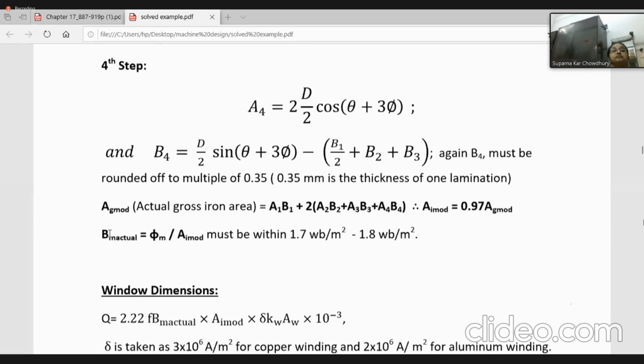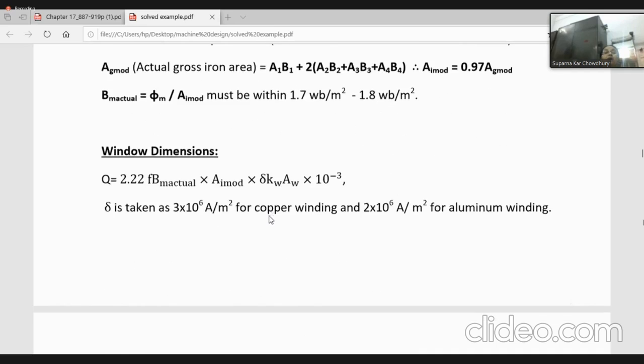So our actual BM, or the actual flux density, will be the flux which we have calculated divided by AI modified, and it will be something different from the 1.75 we started with. We should allow it to be correct if it lies within 1.7 Weber per meter square to 1.8 Weber per meter square. So now we have decided the core cross section.